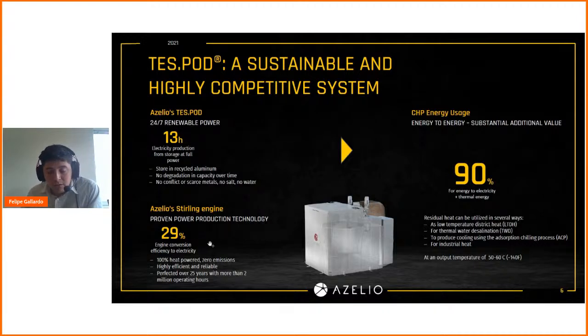We then have our Stirling engine, which is our power block. It's a very efficient engine. Of course, the round trip efficiency cannot be comparable to an electrochemical battery. However, I liked a lot the name of this webinar because it says design and operation of cost efficient solutions.